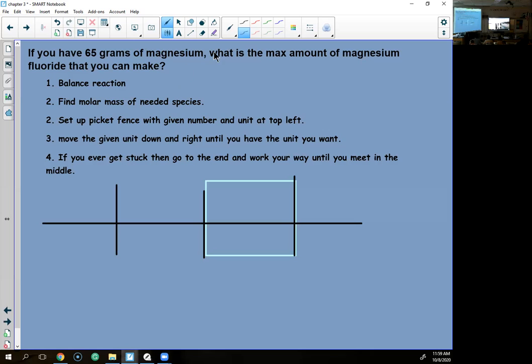Okay, so first thing first, I need to balance this reaction. I know I have magnesium, and I'm going to make magnesium fluoride. This will be MgF2. I have magnesium plus F2. Well, that's super convenient. How come? Because you don't need to balance. All right, it's already balanced with just ones. So in this problem, you could screw up and still get the right answer.